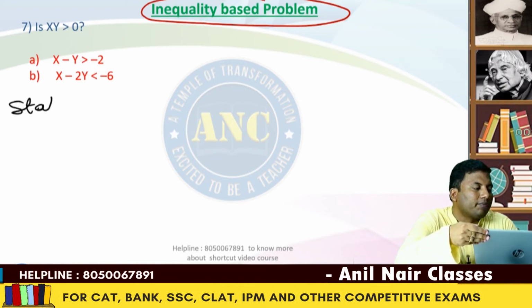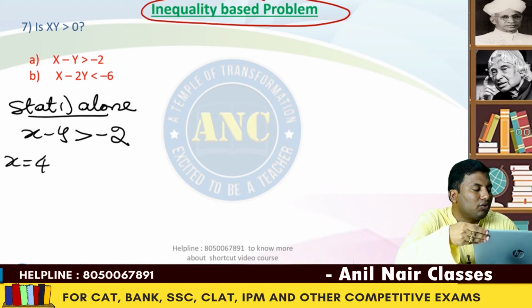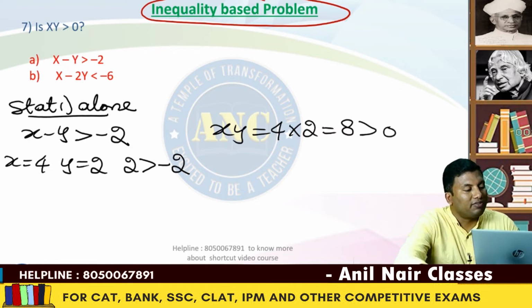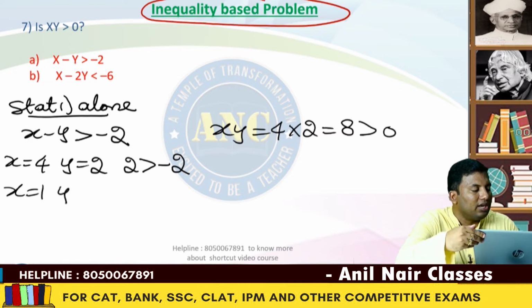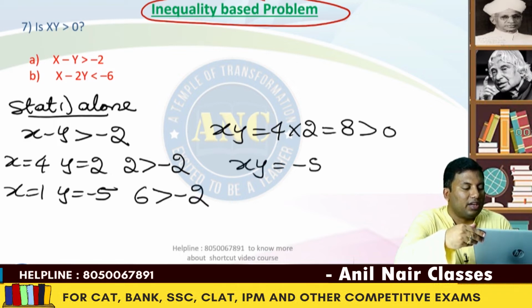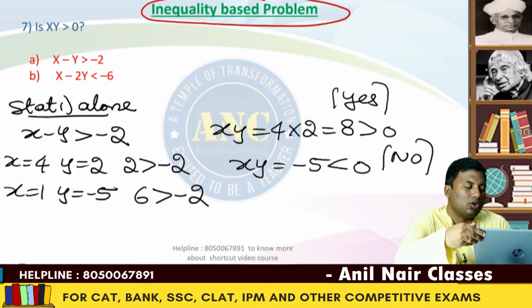Statement 1 alone: x minus y is greater than minus 2. It could be anything, sir. If x is 4, y is 2, 4 minus 2 is 2, and 2 is greater than minus 2. xy is 4 into 2, which is 8, greater than 0. Suppose I take x is 1, y is minus 5, which gives 1 minus of minus 5, that is 6, and 6 is greater than minus 2. x into y is minus 5, which is less than 0. This I am getting yes, this I am getting no. So I am getting more than one answer.